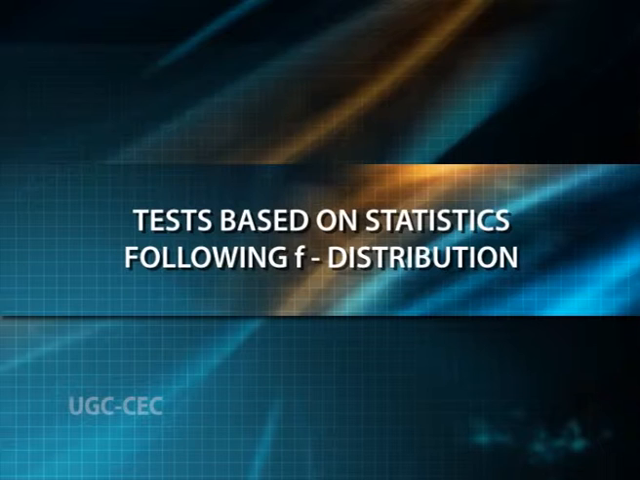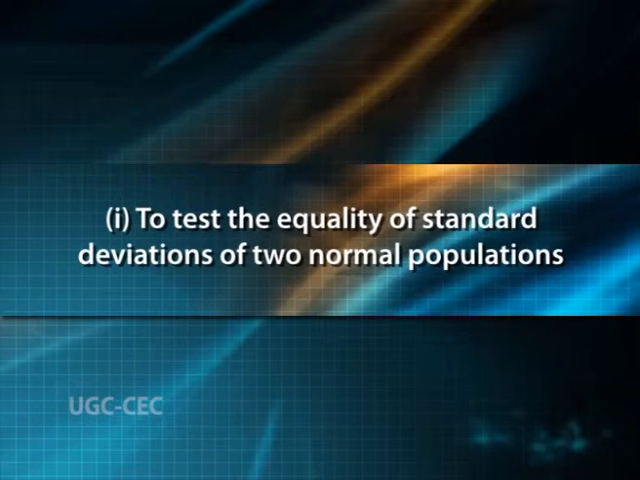Test based on statistics following F distribution. To test the equality of standard deviations of two normal populations. To test H naught: sigma 1 equal to sigma 2 against H1: sigma 1 not equal to sigma 2, where sigma 1 and sigma 2 are the standard deviations of two normal populations. Let S1 and S2 be the standard deviations of the samples of sizes n1 and n2 taken from the two populations.